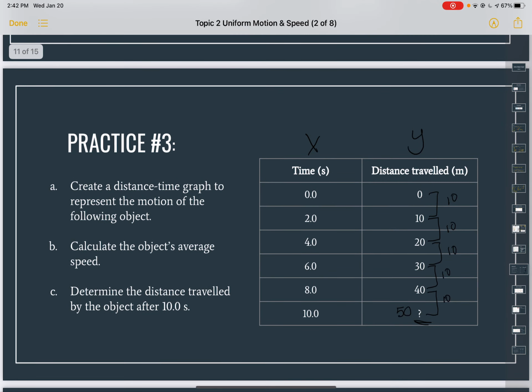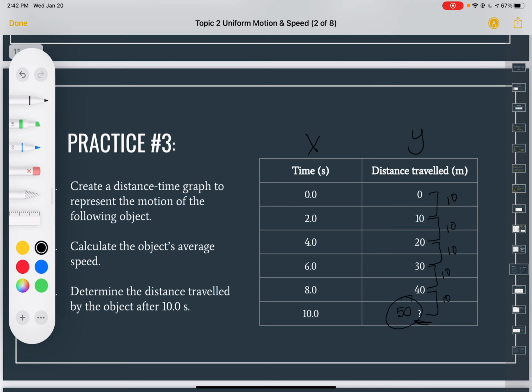The last question here was determine the distance traveled. Well, we already did that. We found the pattern to figure out that it was 50.